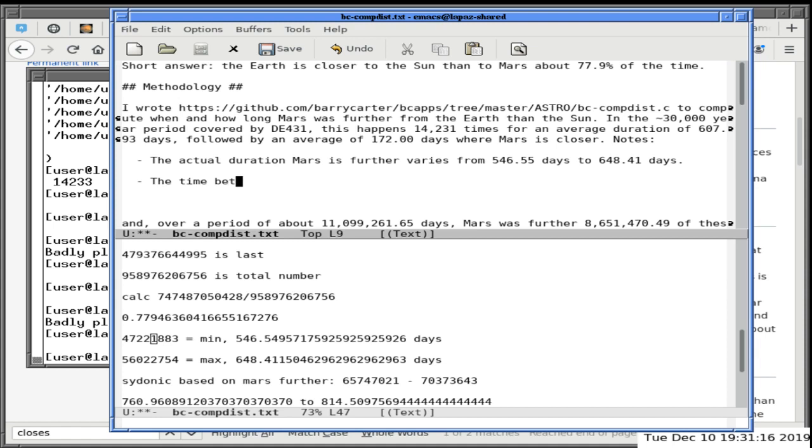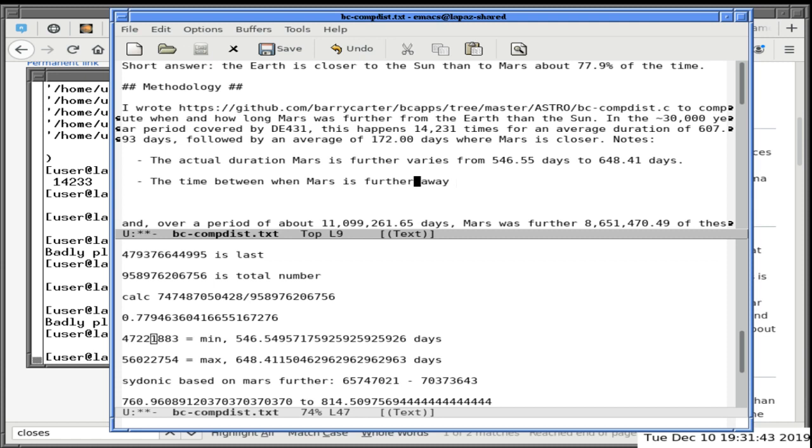The time between when Mars is further away, which is actually, we're not giving the information how long it is closer, but I'm going to sort of gloss over that. It should be computable because it's going to be the remainder of that time. And I was hoping if we could get Mathematica in there, we actually could have done a pretty good job with computing those times.